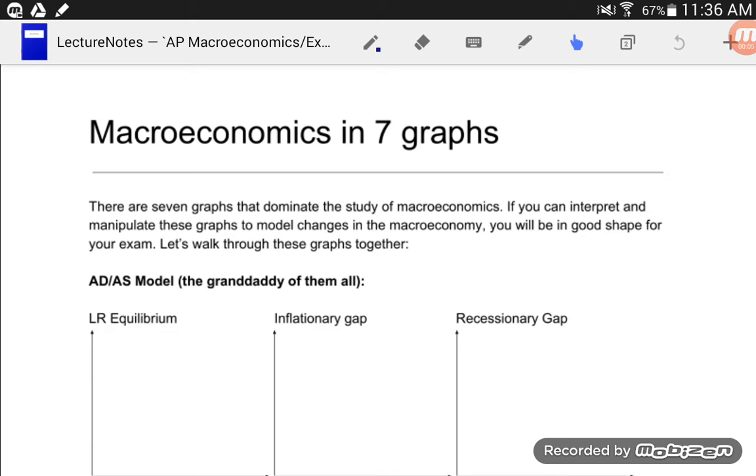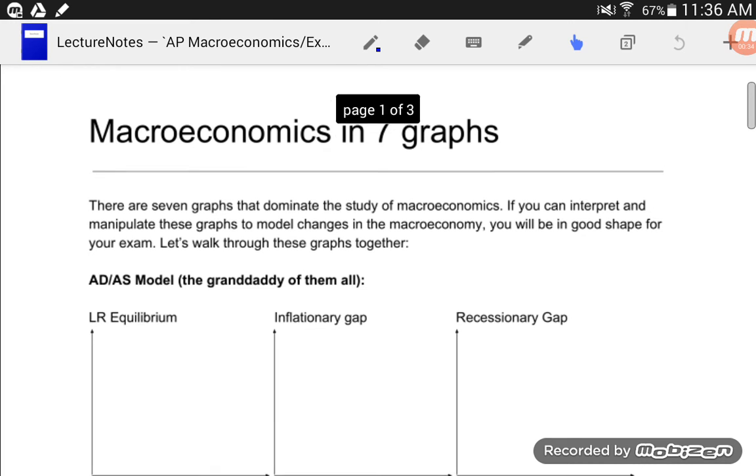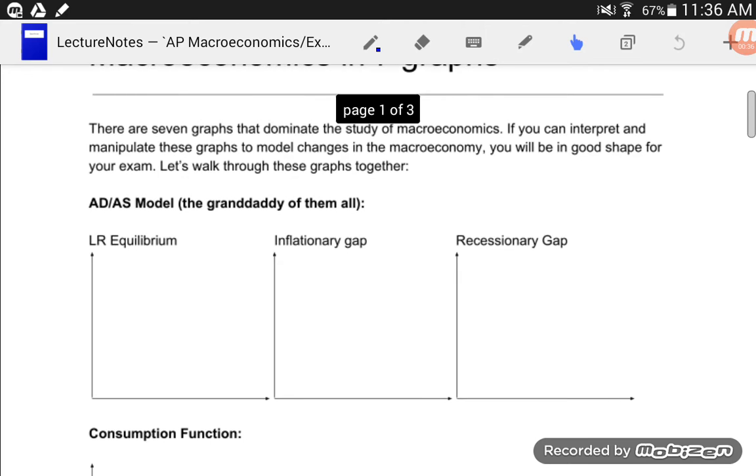As I promised before, I was going to try to compile all the main graphs that you're going to need to know for your AP Macro exam. I started with 5, and then I was like, oh, I need another one, and the 6 and 7. So I have written here that there are 7 graphs that dominate the study of macroeconomics. The reality is there's probably more than 7. No, there are definitely more than 7 graphs in macroeconomics. And not all 7 of these are equally important.